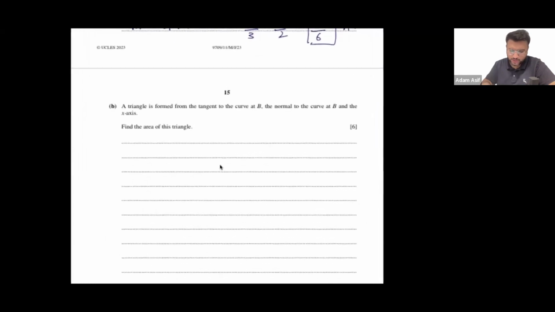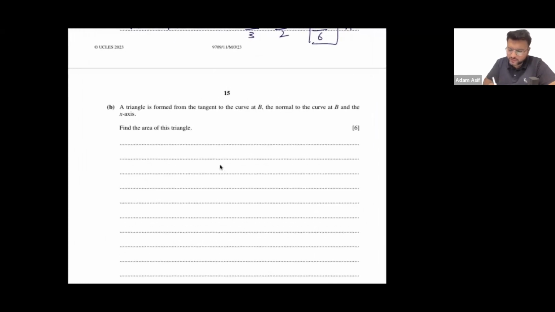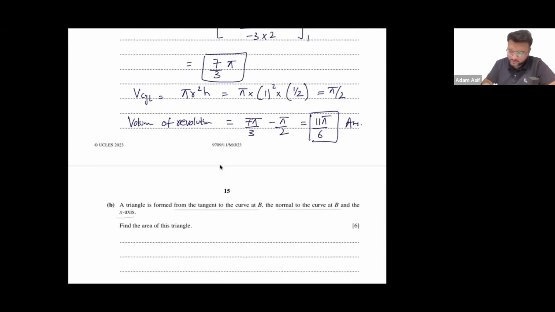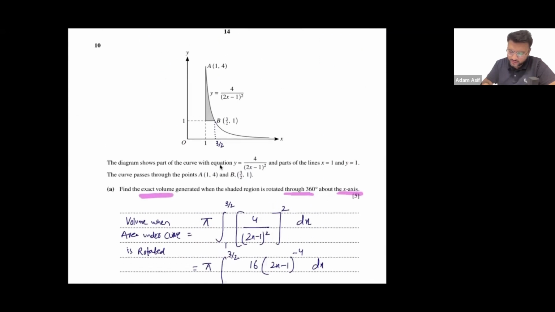Okay. Part B: a triangle is formed from the tangent to the curve at B, the normal to the curve at B, and the x-axis. So there are three lines: the tangent to the curve at B, the normal to the curve at B, and the x-axis. So let's draw this triangle. The tangent to the curve at B, the normal to the curve at B, and the x-axis. So that's the triangle they are referring to.